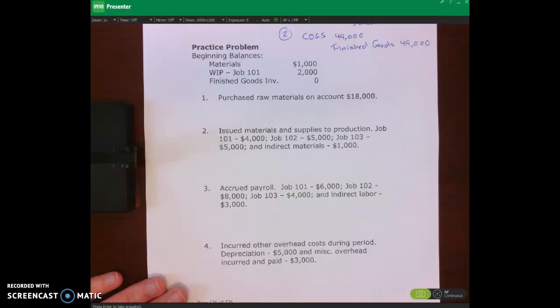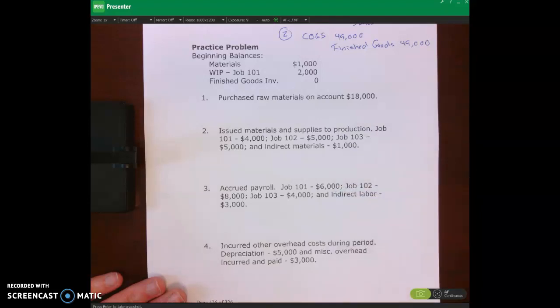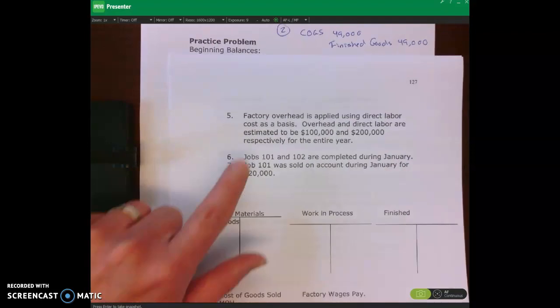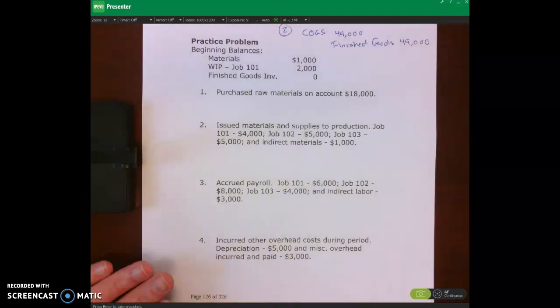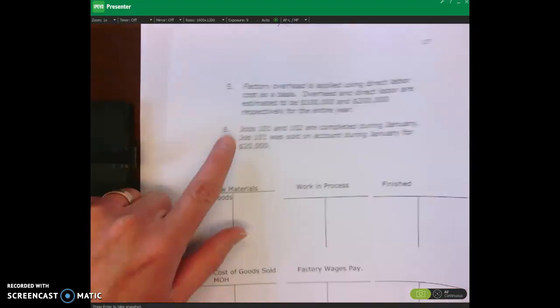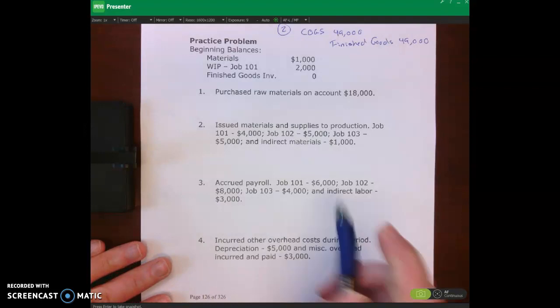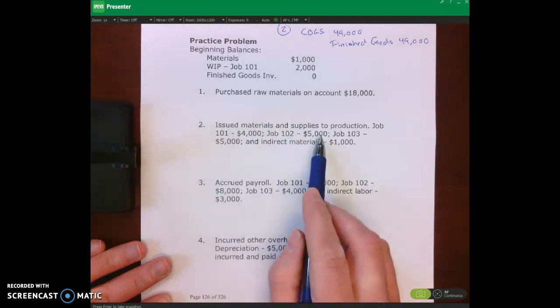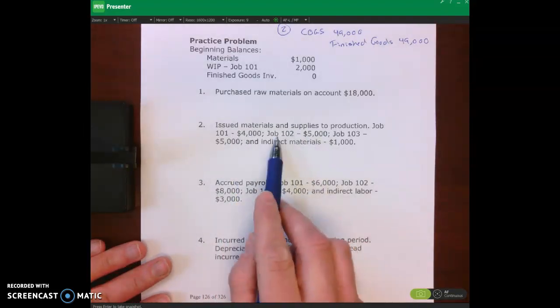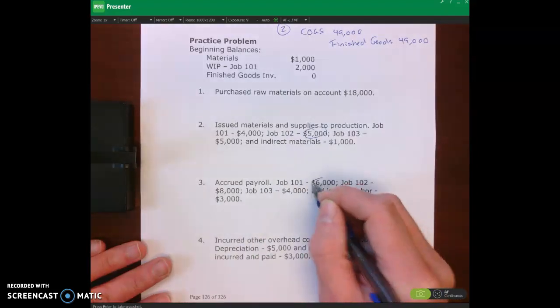What I want you to do is pause the lecture video and do numbers 1, 2, 3, 4, and then number 5 on this next page. Okay, I want you to do those problems. Numbers 6 and 7 on the next page, we will do together. The other thing I want you to think about is, see how it says job 101, 102, and 103. These are the direct materials.